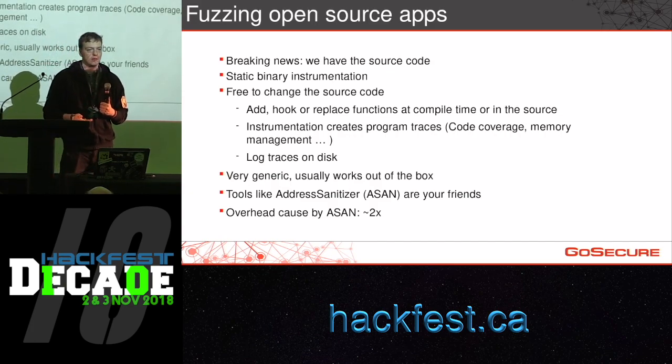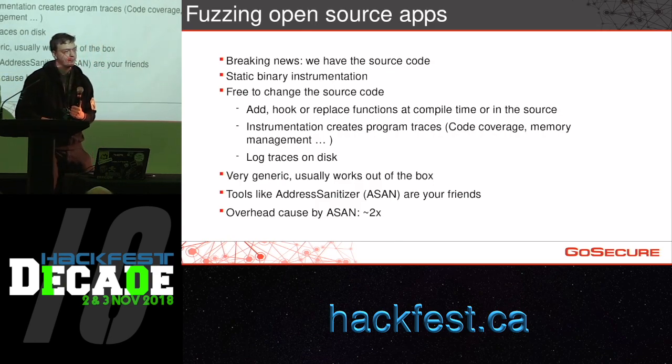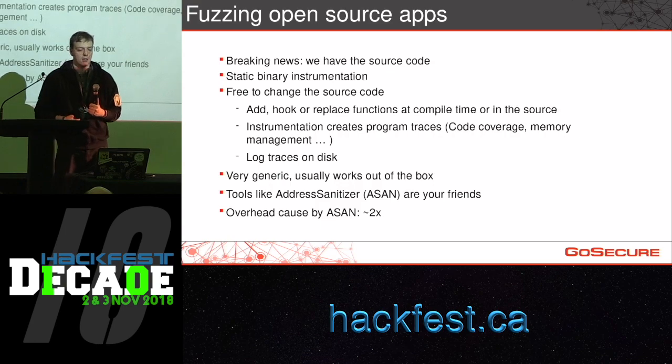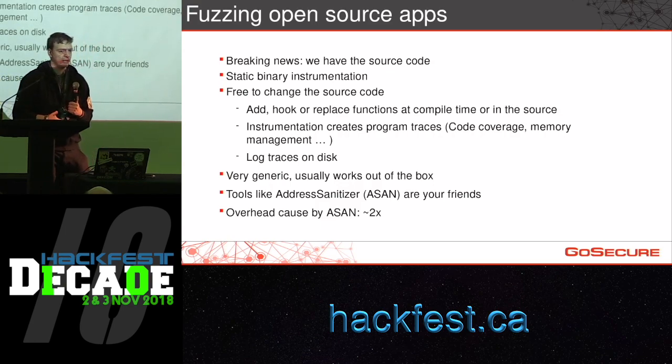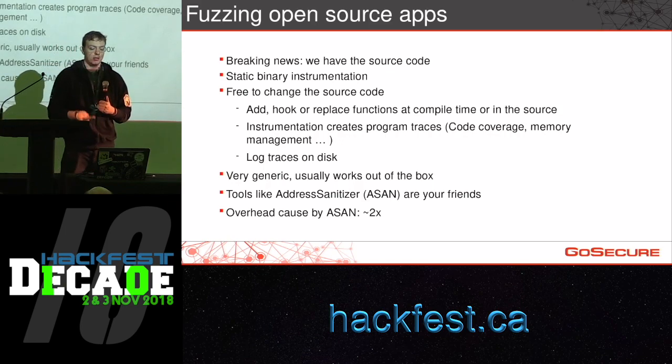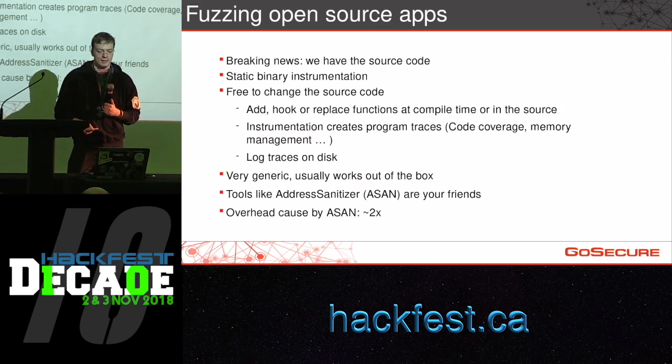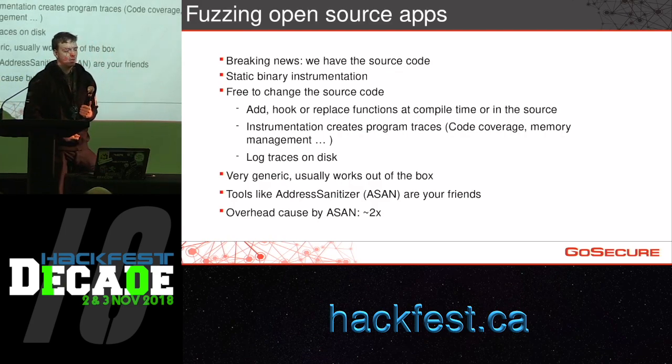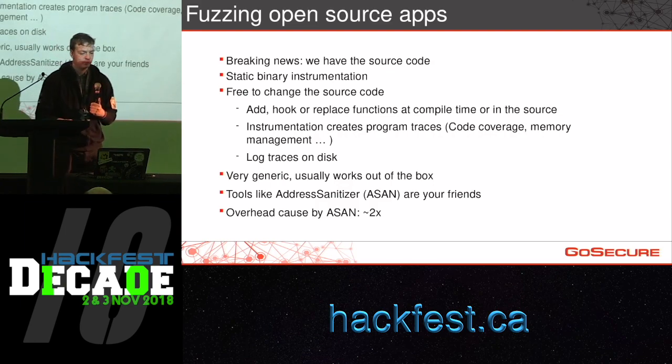And what the instrumentation that we apply to this binary does is it takes care of creating program traces. The program trace is basically a set which contains information about the code coverage and possibly the memory management, depending on the implementation. The instrumentation is then going to log the traces that were created on disk, so that your fuzzer is able to read them in, correlate a given input to the trace, and then see if the input was actually useful or not.